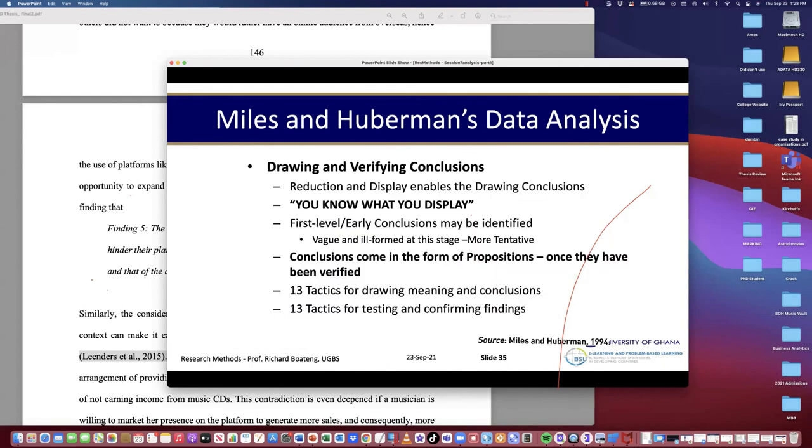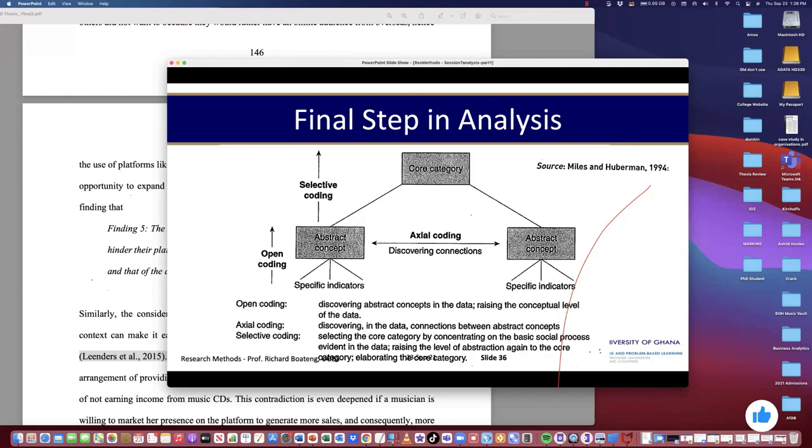What can you know? Miles and Huberman talk about the fact that we should be able to develop early conclusions and after that try to defend them or make them better. So that's what we usually do. We suggest certain relationships, and as you write up and find more data, you shape the relationships. You use about 13 tests for drawing and meaning conclusions and about 30 for testing and confirming findings. You can read about them in their work, but I'll give examples as we go on.